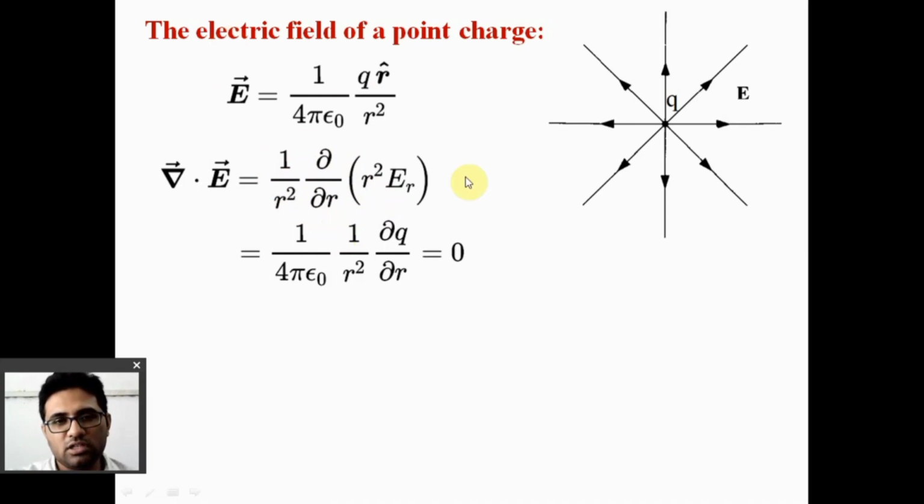Here this is the r-th component of the electric field, and the r-th component is 1 by 4 pi epsilon naught times q by r square. So r square will cancel, and 1 by 4 pi epsilon naught, as this is a constant, will come out of the parenthesis, and we are left with only q. If we operate del/del r on q, it gives 0 because q is constant. Any derivative operating on a constant gives 0, and there is also 1 by 4 pi epsilon naught and 1 by r square. So that's why we are getting 0.